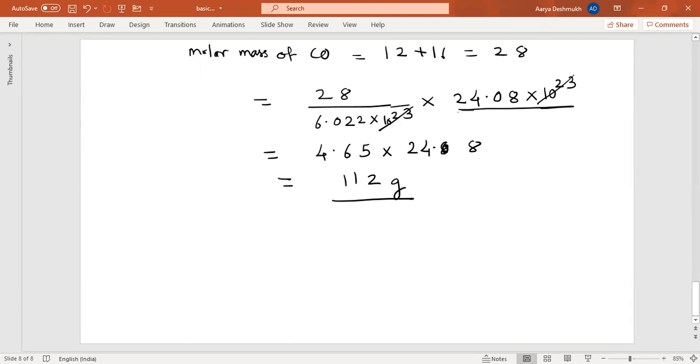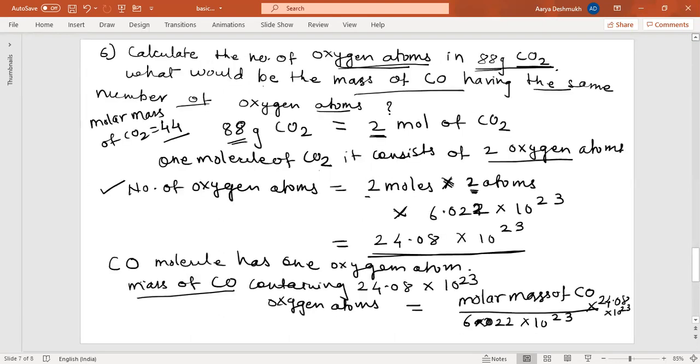So this is the way you can solve the problems. Now look here, what did we do here? We calculated first the number of oxygen atoms in carbon dioxide, and then what would be the mass of carbon monoxide having the same number of oxygen atoms. This same number of oxygen atoms is related to the number of oxygen atoms that we calculated from carbon dioxide, remember. Okay, so this is the way you can solve the problem.